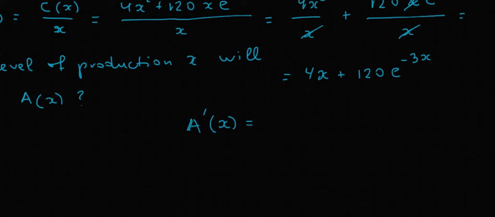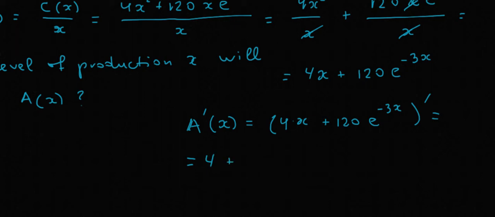In any case, when we're looking for the maximum or minimum value, investigating critical points is very important. So let's begin with that. Take the derivative of 4x plus 120 e to the power negative 3x. We differentiate term by term. The derivative of 4x is 4.